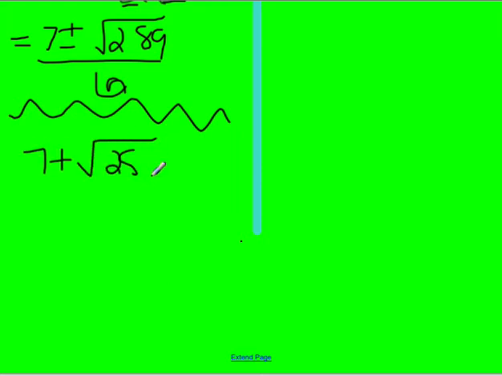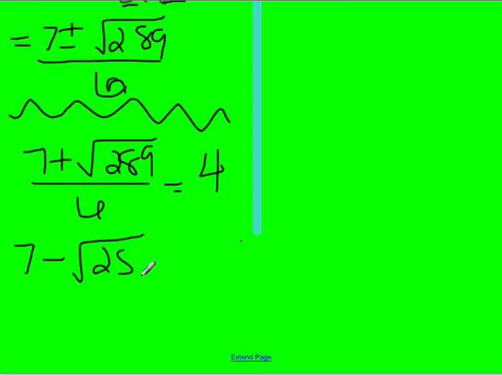So here's what I want you to do in your calculator. I want you to type 7 plus square root 289 and then hit enter. Once you've hit enter, you're going to take that answer and divide it by 6. And when you do that, you get 4. Then we're going to do that with the minus version. We're going to take 7 minus the square root of 289. So type that in your calculator.